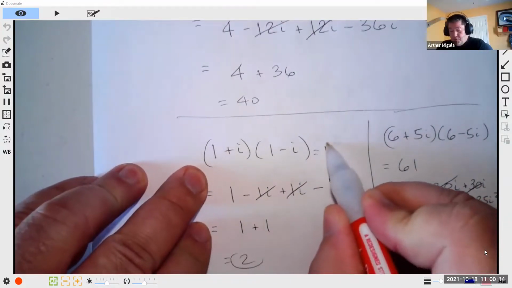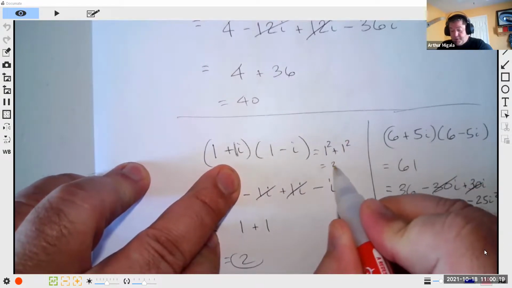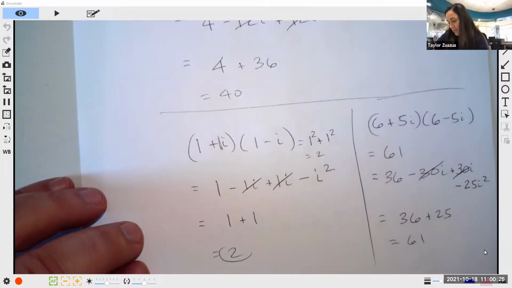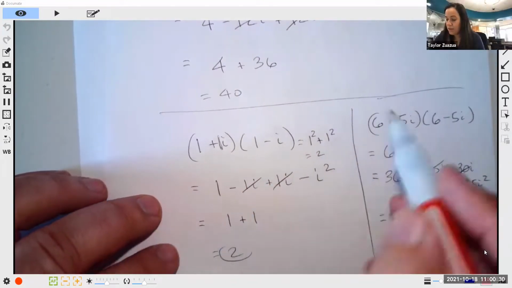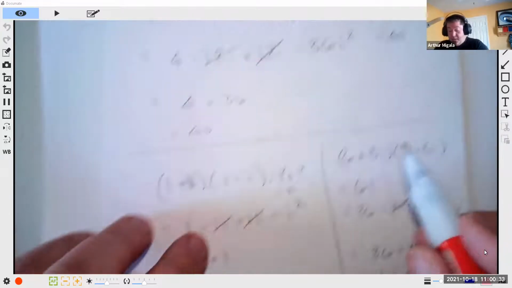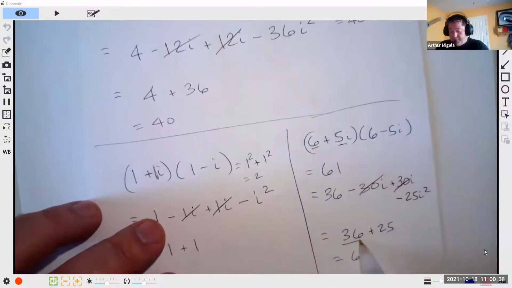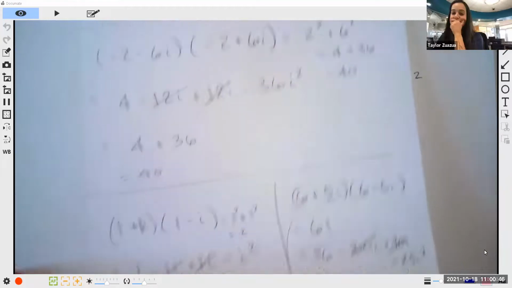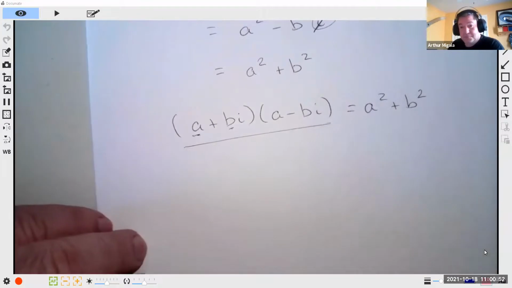So it's 1 squared. The coefficient of i is 1, so it's 1 squared plus 1 squared is 2. So basically, square the numbers in the parentheses. It doesn't matter if they're positive or negative because the squares get rid of those. 6 squared is 36, 5 squared is 25. So you just skip all this stuff here. That saves you a bunch of time.